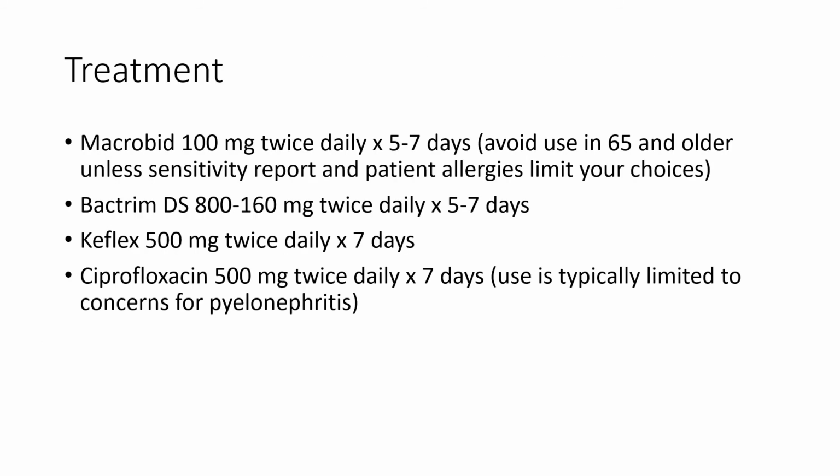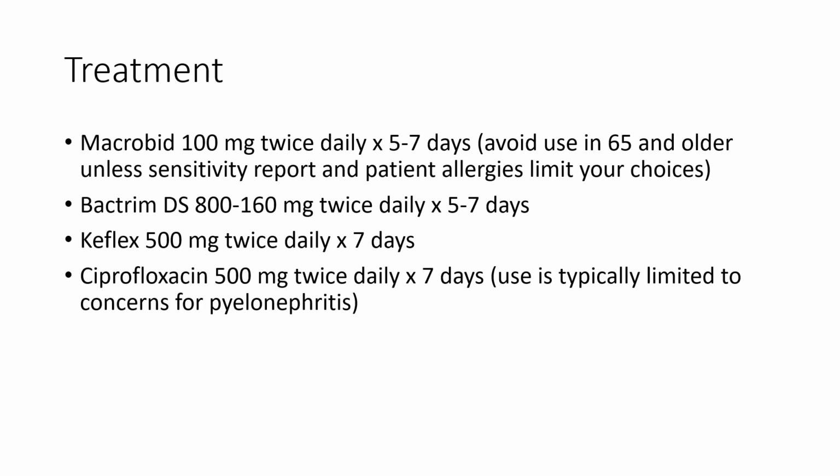So some treatments for urinary tract infections, whether or not you want to give them medication prophylactically based on their symptoms before you get the urine culture back. These are some choices that you can pick. So you can, of course, give them Macrobid 100 milligrams twice daily for 5 to 7 days.